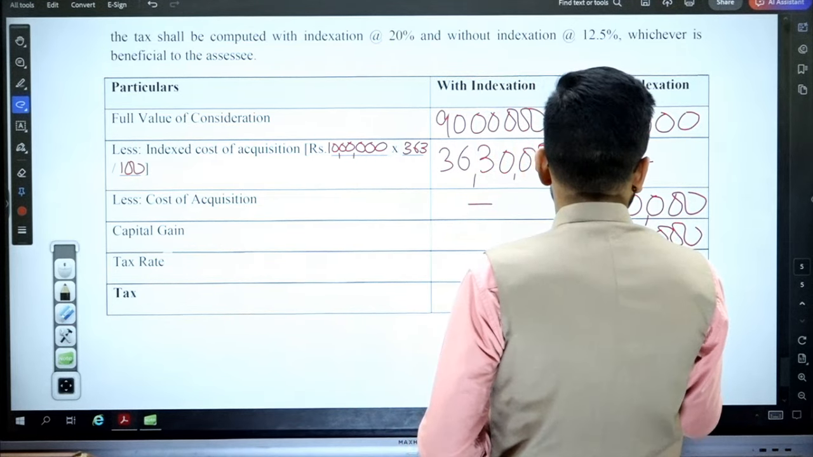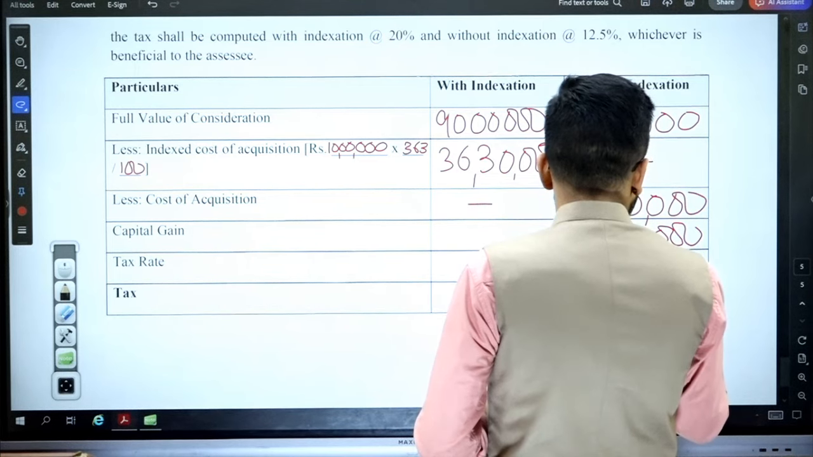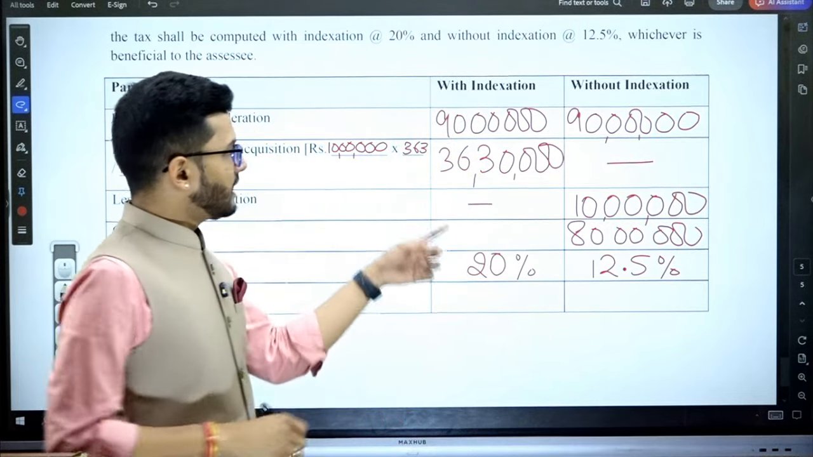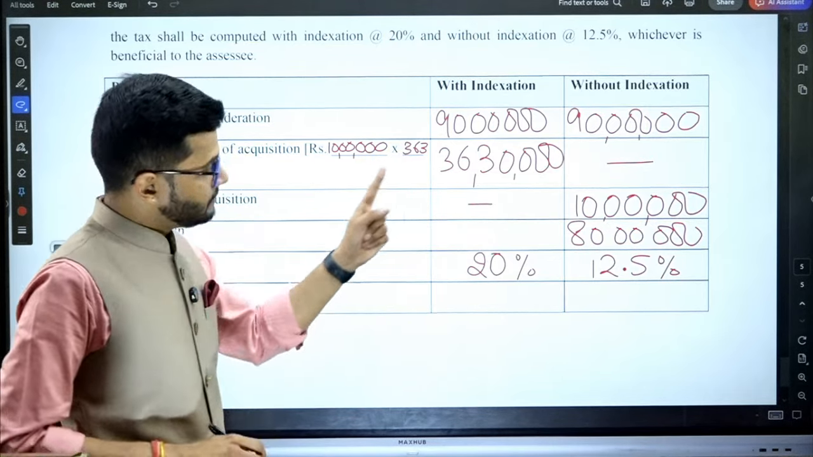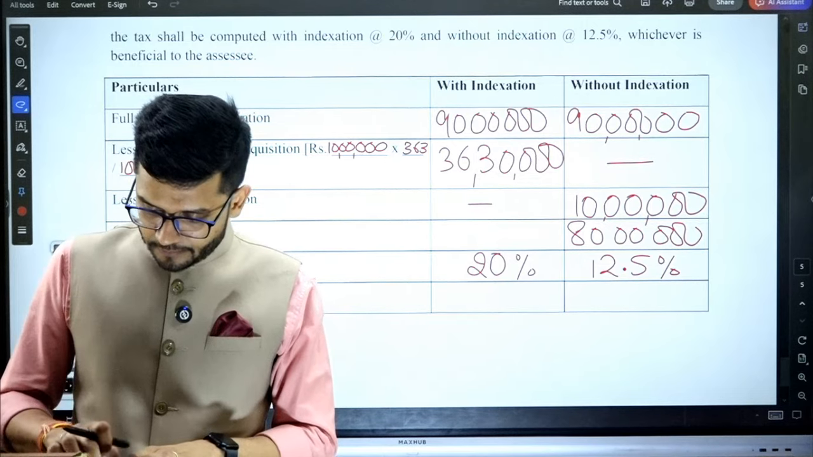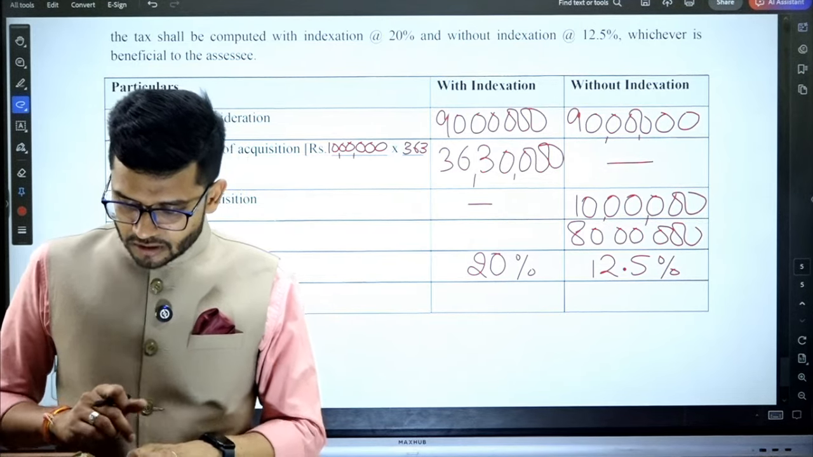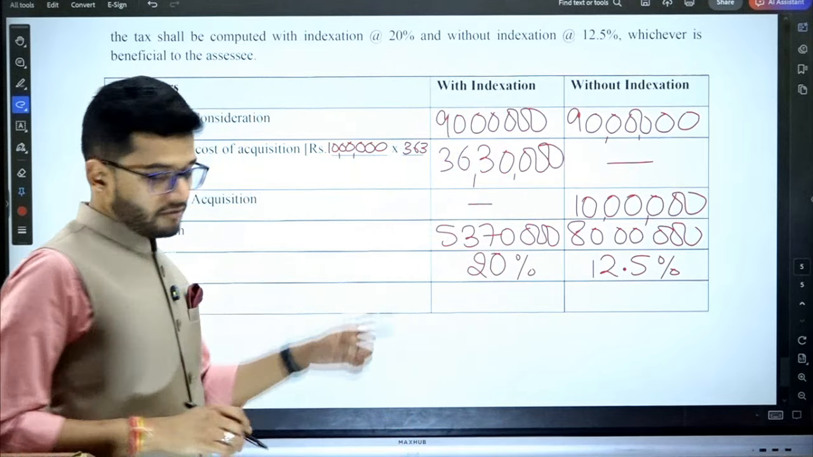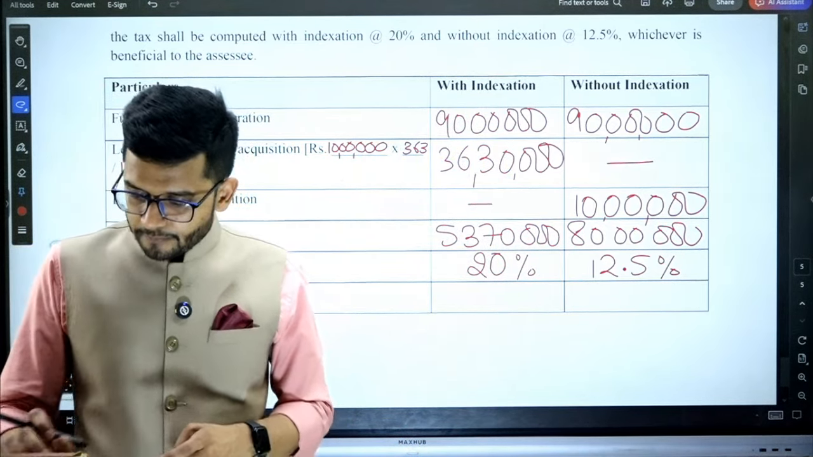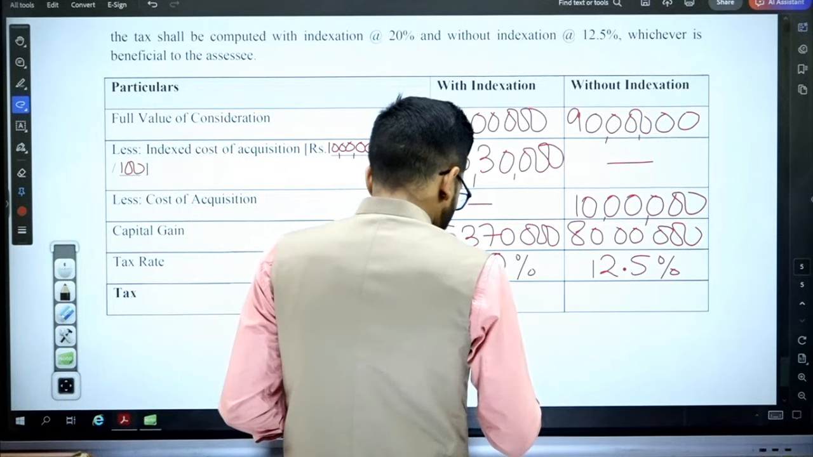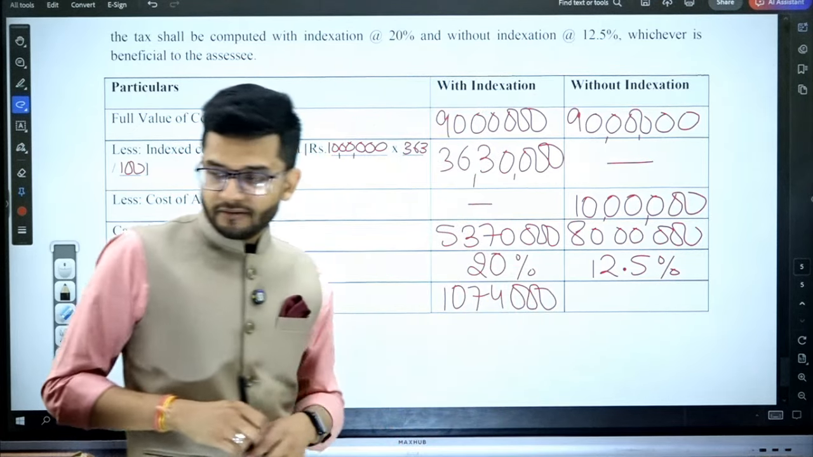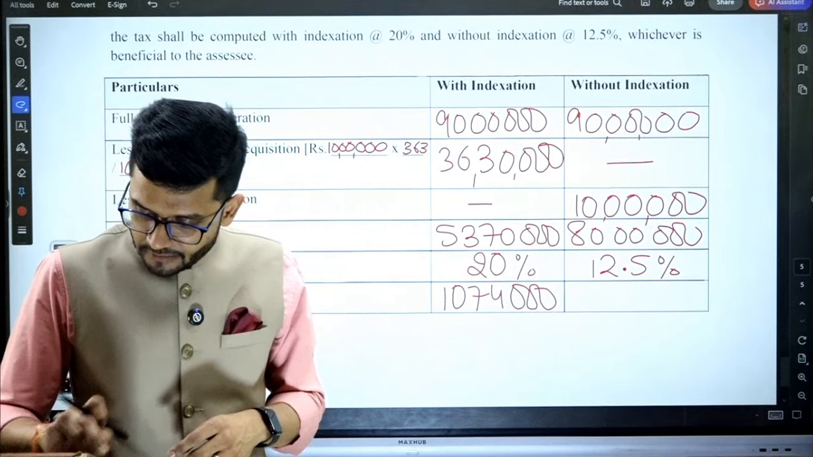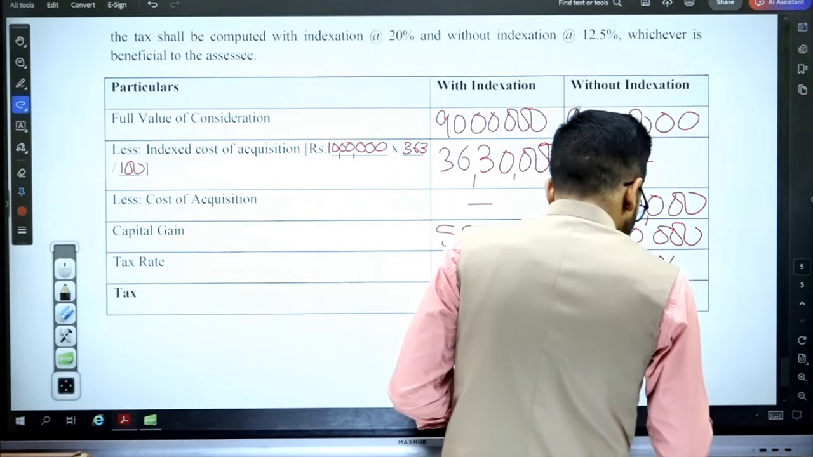Without indexation, the tax rate will be 12.5%. With indexation, the tax rate will be 20%. What will be the capital gain in this particular case? 90 lakhs minus 36 lakhs 30,000, which is 53 lakhs 70,000. If you multiply it by the relevant tax rates, it is 10 lakhs 74,000 in the first case, and 80 lakh multiplied by 12.5% is 10 lakh in the second case.